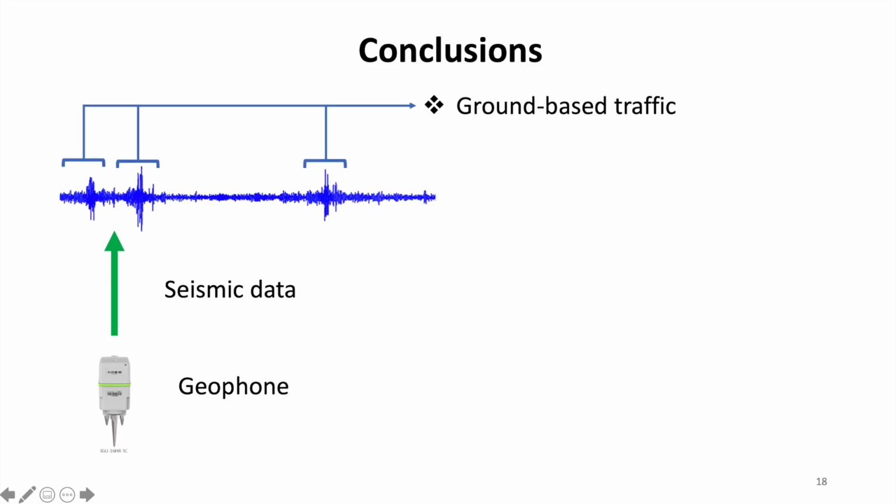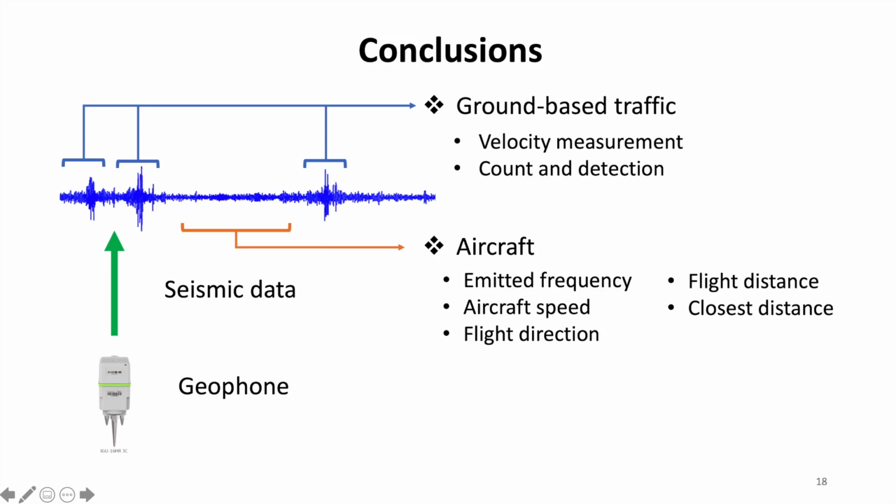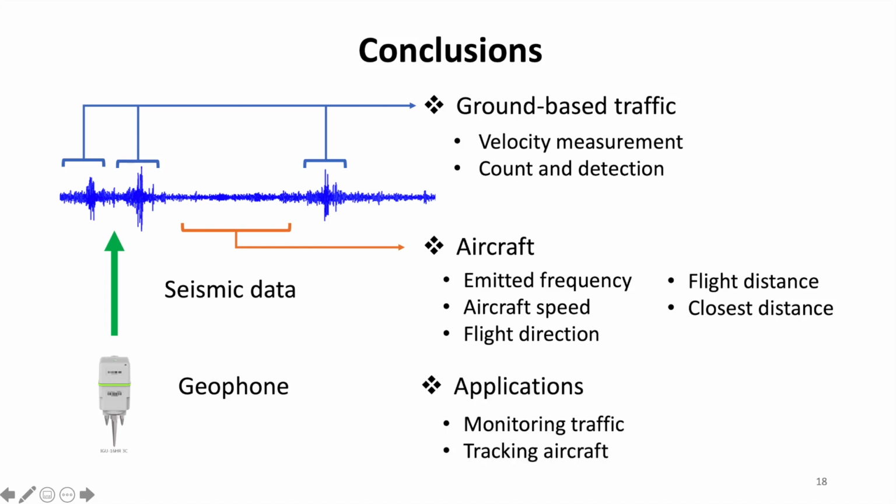As conclusions, in this research, we demonstrate that geophones can record the ground motions induced by ground-based traffic and aircraft. We can use geophysical methods to extract many useful traffic parameters. These parameters describe the traffic situation or flight status. Our research reveals the potential new applications of geophysical tools for traffic monitoring and aircraft tracking.